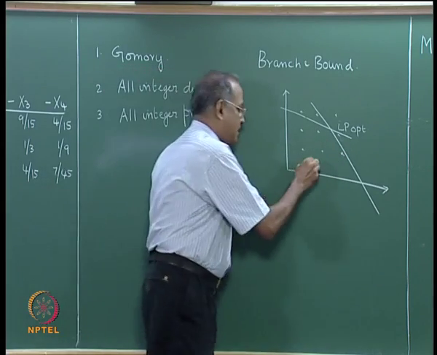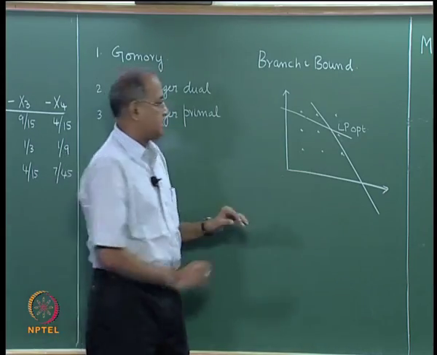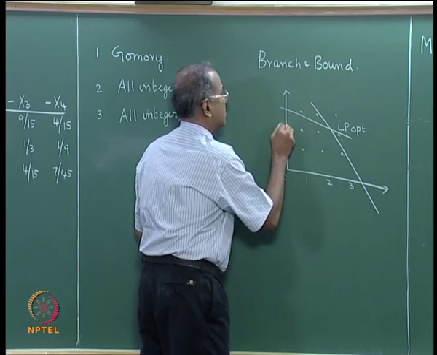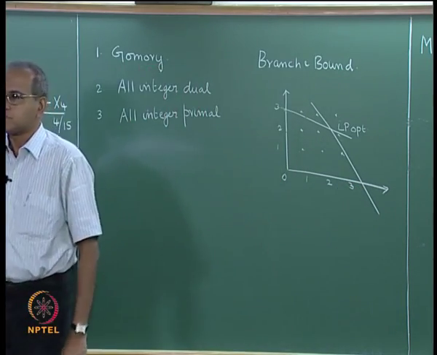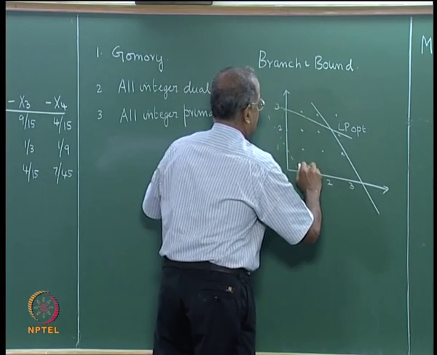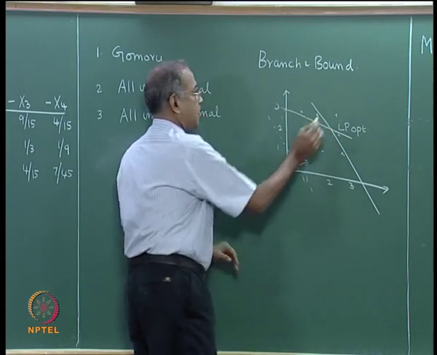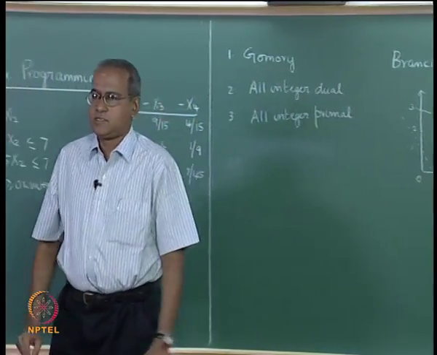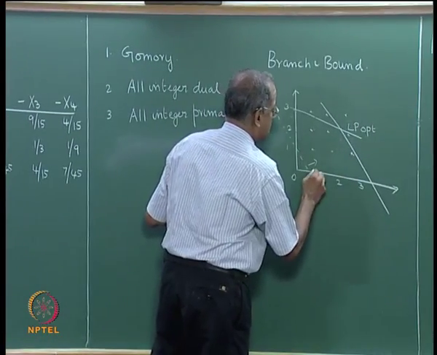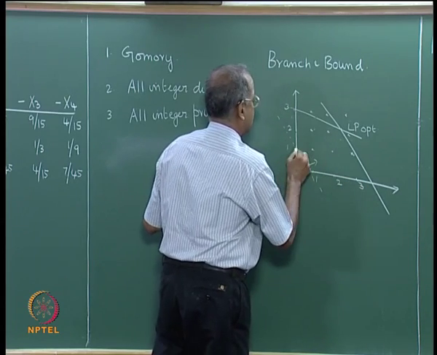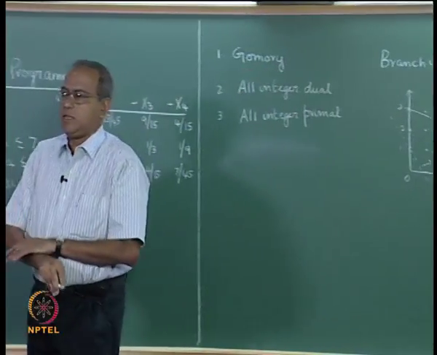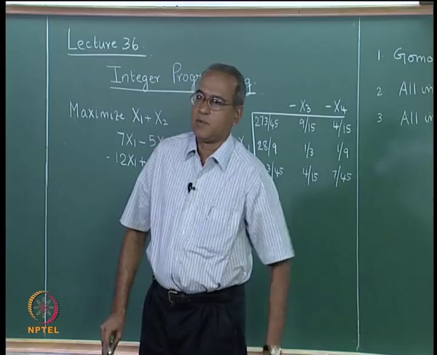For example, a point here is not feasible to the IP, assuming this is 0, 1, 2, 3, 1, 2, 3 and so on. So let us say if the objective function is like this and moves in this direction, this will be the LP optimum for this linear programming problem, and one of these will have to be the optimum solution to the integer programming problem.